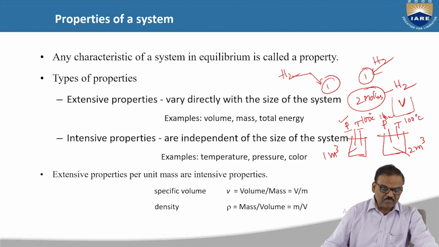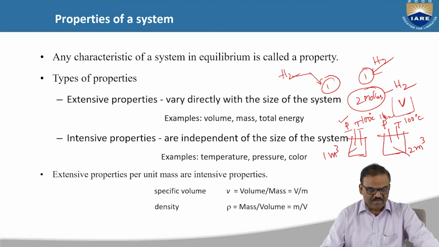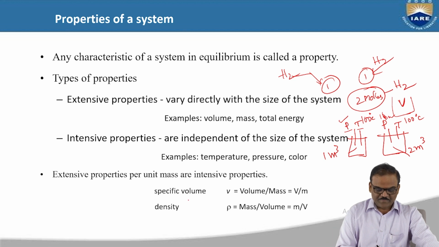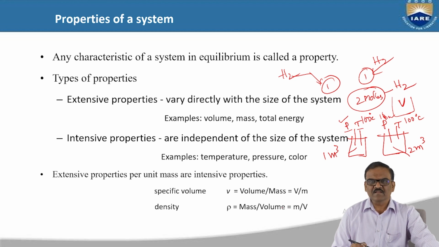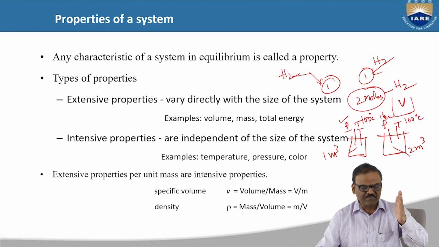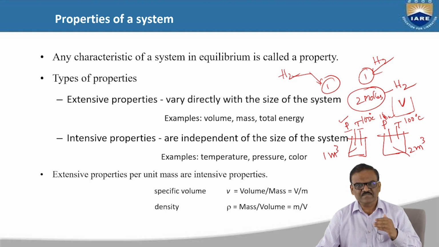Okay. And how do we define it? Extensive properties per unit mass are intensive properties. Specific volume, volume by mass, and density, mass by volume, are all intensive properties. This observation of properties of a system should be very clear: as you look at extensive and intensive properties, in the extensive, per unit mass will become an intensive property.